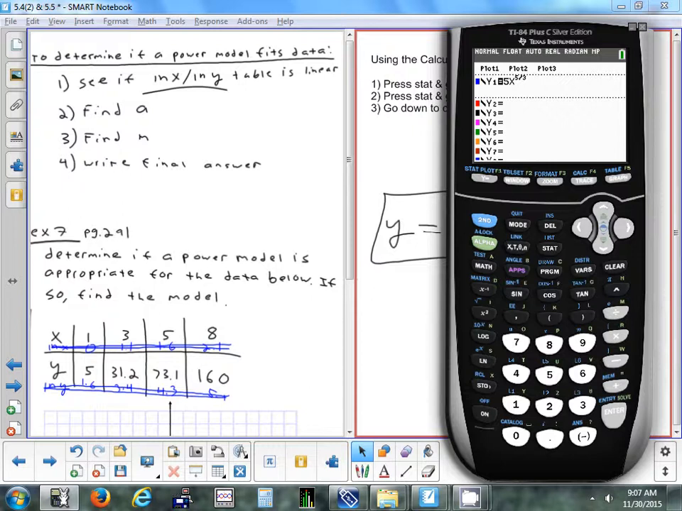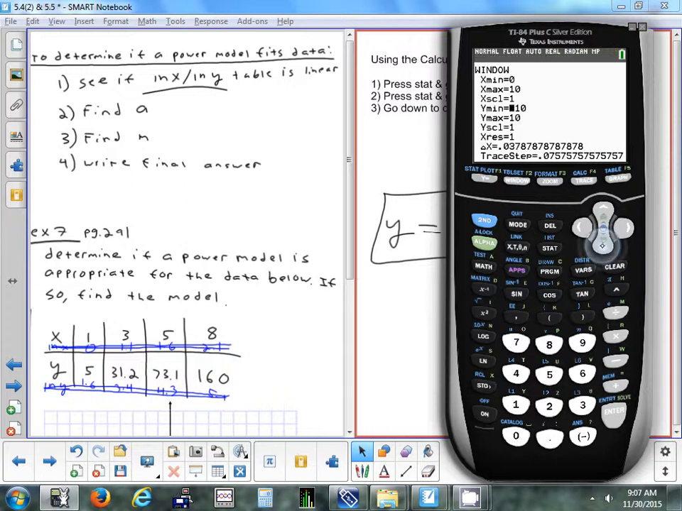Now, if I want to graph it, what I have to do is turn one of my stat plots on. So I just went up to plot 1, hit enter, and turned it on. If I use that as my window, will I see all these ordered pairs? No. What should I go to for an x max? Yeah, 10's probably fine. How about an x min? Yeah, 0 is probably fine.